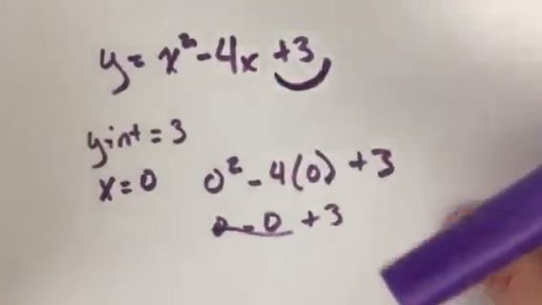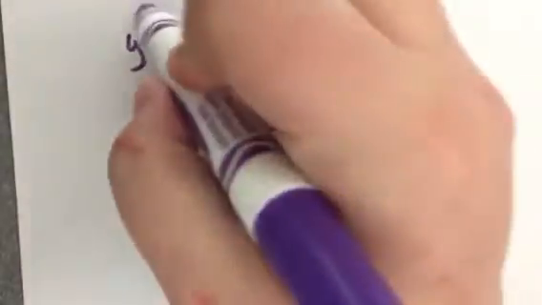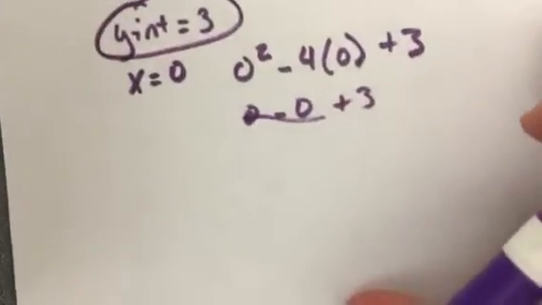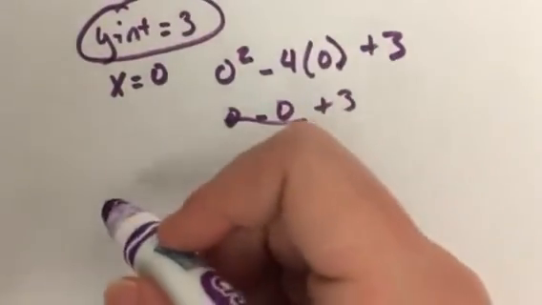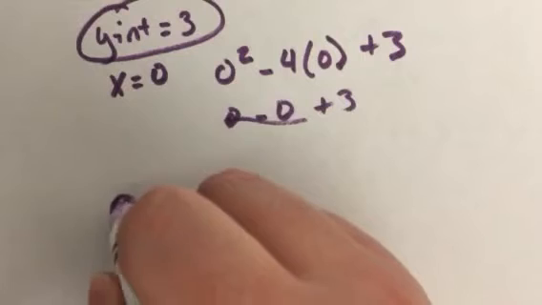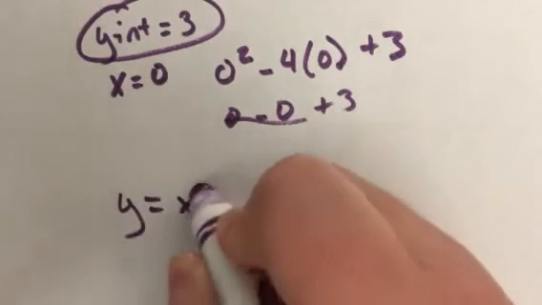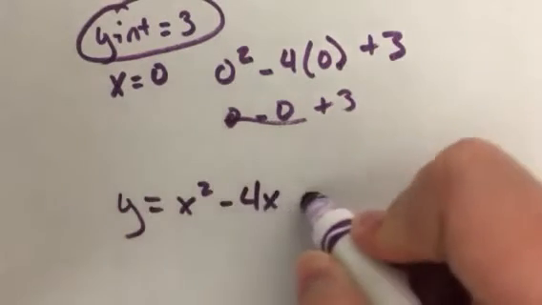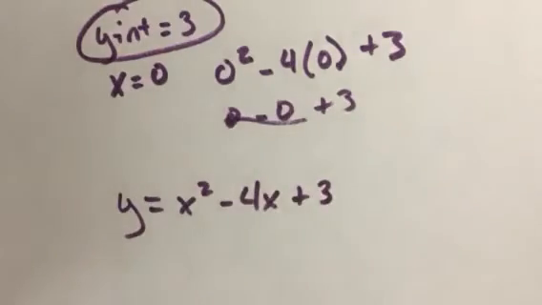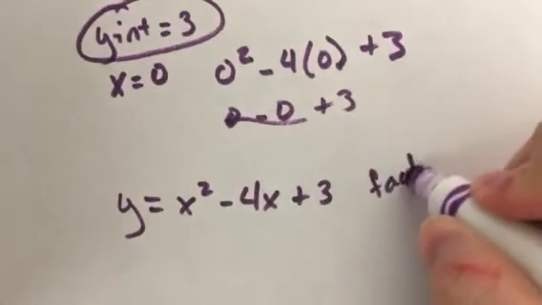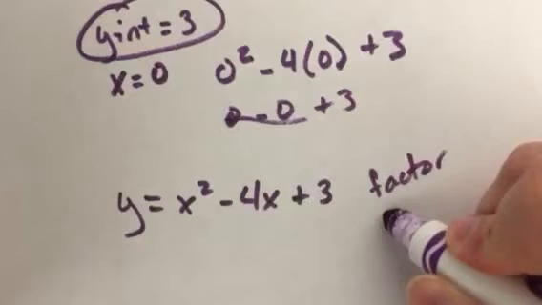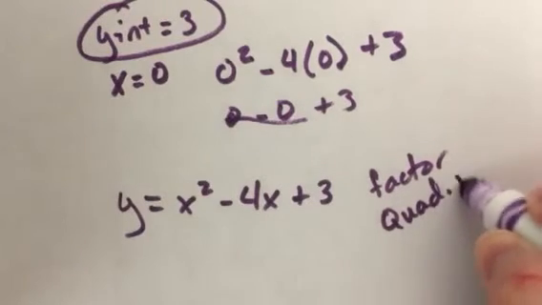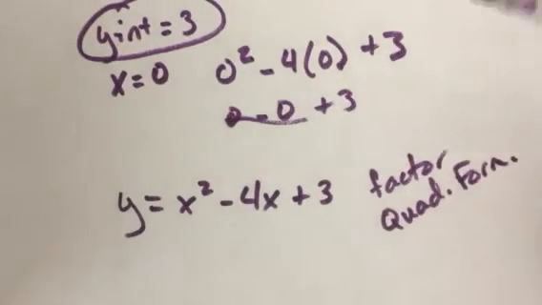All right, so we've got that first point. I'm going to circle that there to remind us that we have that. Now the next thing we want to do is find our x-intercepts. When you're given the equation, you can do a couple of different things. You can factor, or you can use your quadratic formula. Whichever way you want to go, just go with it.